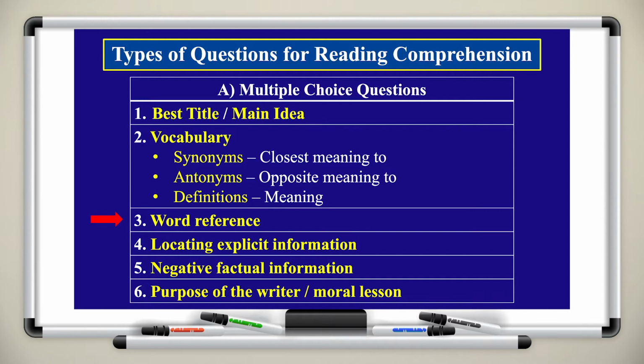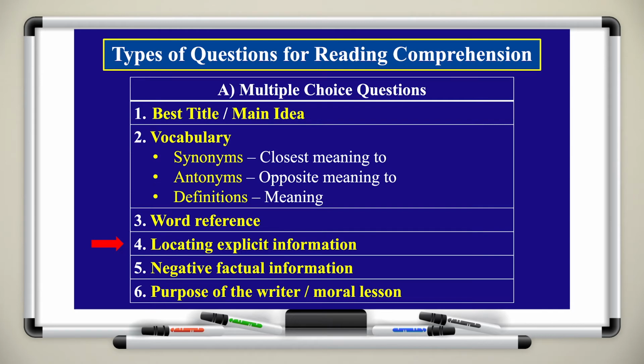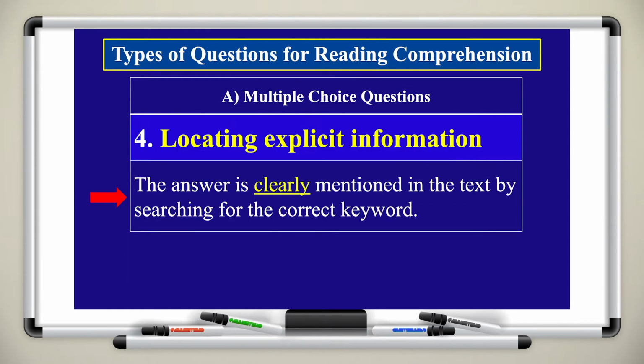The third type of multiple choice question would be the word reference. For example, the underlined word "they" in paragraph X refers to. Number 4, locating explicit information. That means that the answer is clearly mentioned in the text, found by searching for the correct keyword.